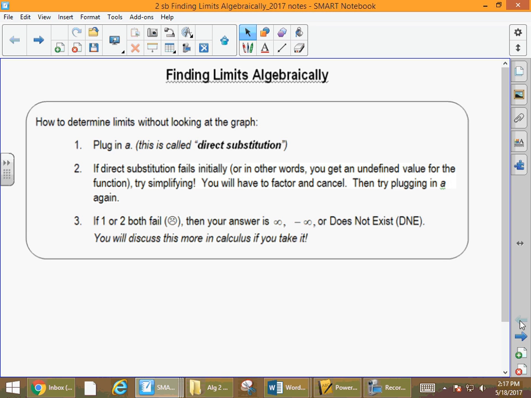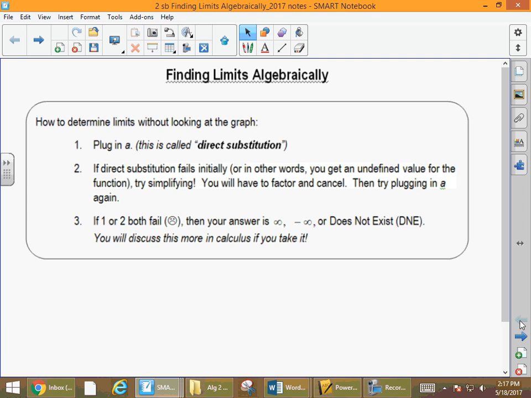If we can't figure it out, like for some reason we get undefined, then we're going to have to factor and cancel and try plugging A in again. If both of those ways fail, then we don't have an answer. Then our answer is infinity or negative infinity or doesn't exist. But you're going to discuss that more in calculus.